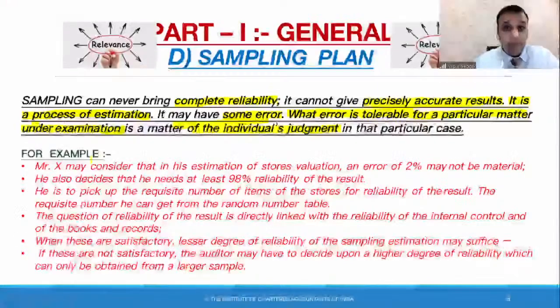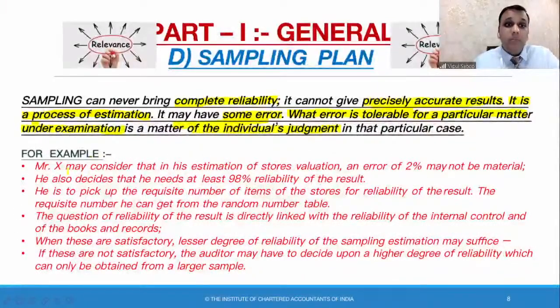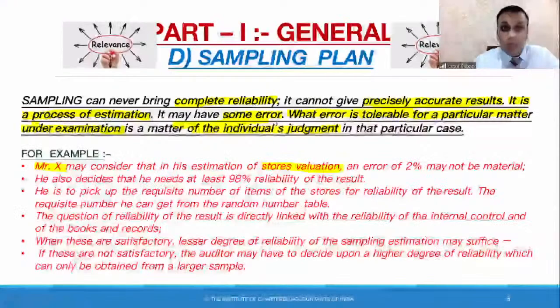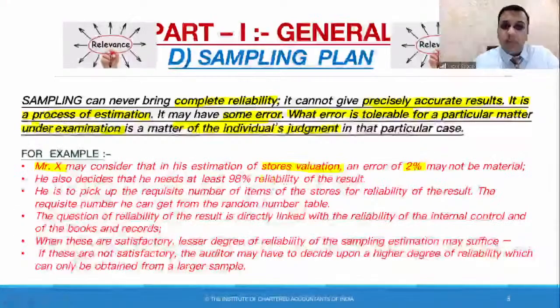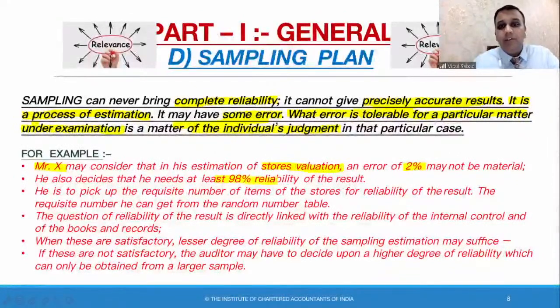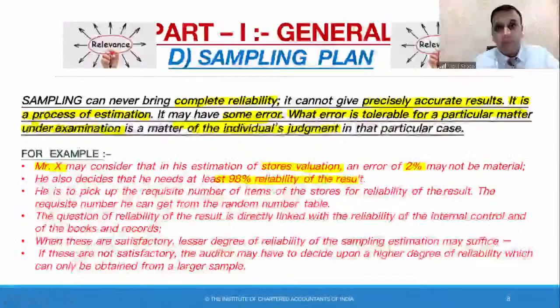For example, Mr. X is an auditor. He may consider that an error of 2% in his estimation of the valuation of the stock stores may not be material. So at least 98% reliability, I'm okay with it. An error of 2%, he has defined it as tolerable error.